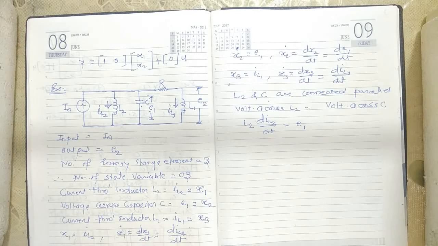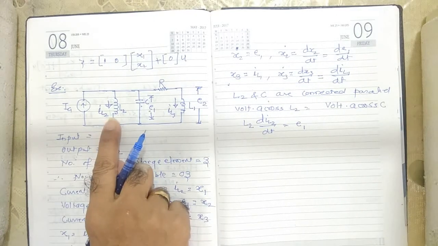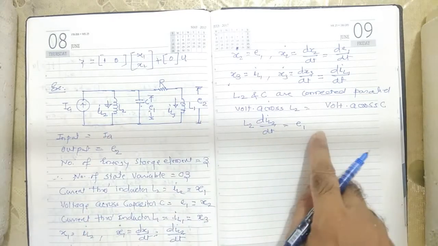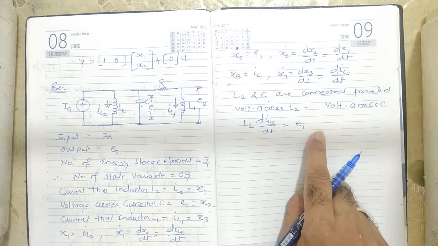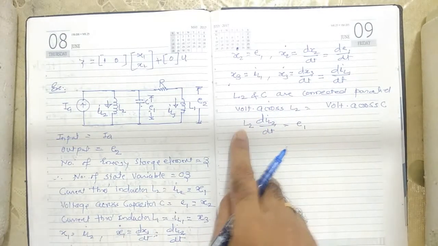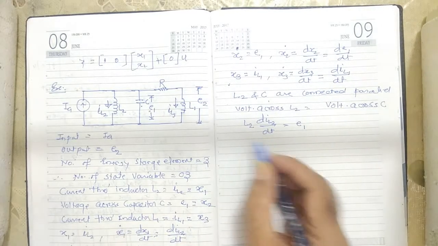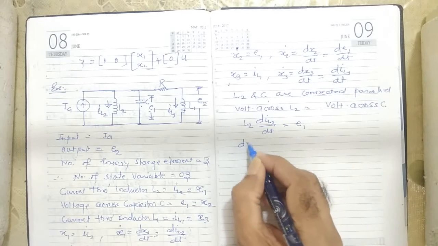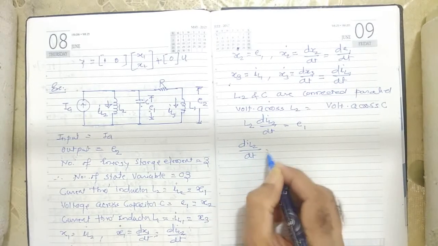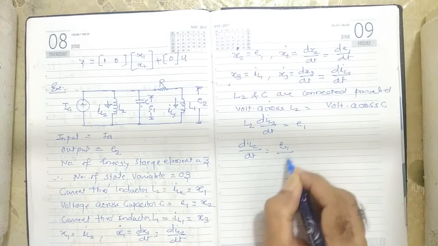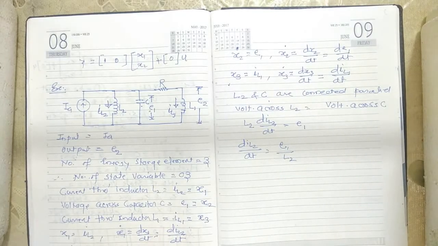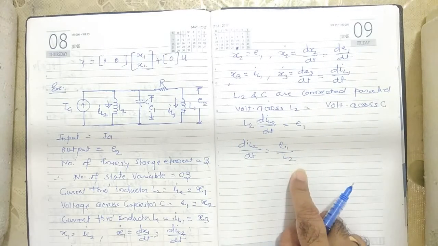This is the equation. The voltage across the inductor, that is L2 into dIL2 by dt, is nothing but equal to the voltage across the capacitor, that is E1. So we have the equation L2 dIL2 by dt equals E1. If we rearrange this one, dIL2 by dt equals E1 by L2.